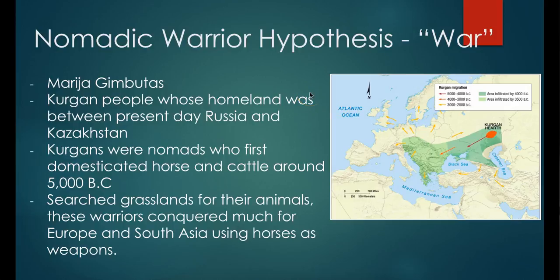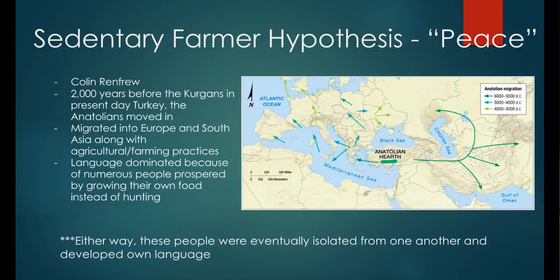Now the other hypothesis, if one is war, the other is going to be peace here. So the sedentary farmer hypothesis, this is the peaceful one. These are farmers. This is a little more to do with agriculture. So the Anatolians started here in present-day Turkey, and the belief is they moved slowly east and more west. We're more interested in the western migration. But if you see here, notice that it is skipping the Arabian Peninsula and slowly moving over towards India, which also speaks Hindi, which is going to be an Indo-European language as well.